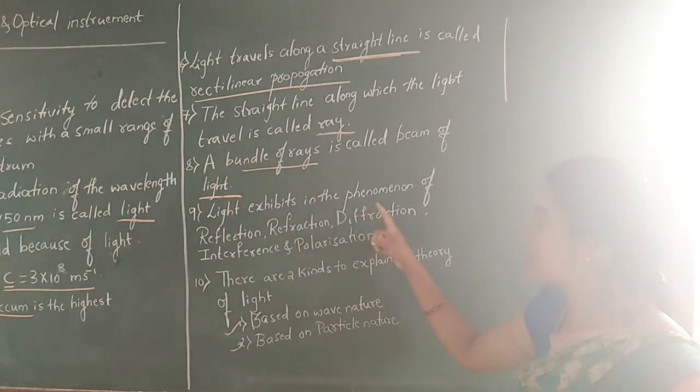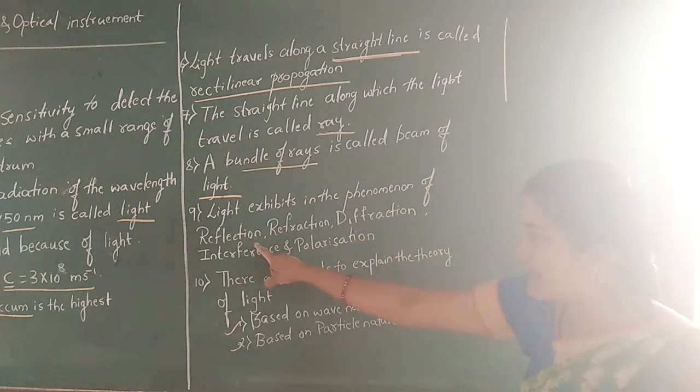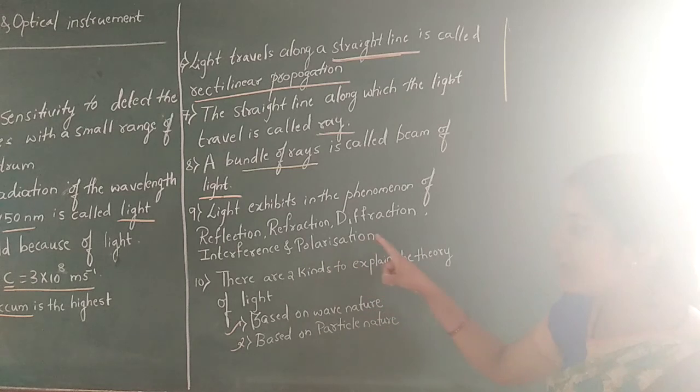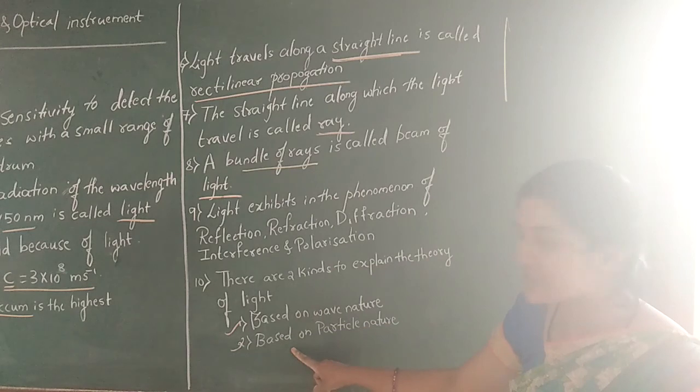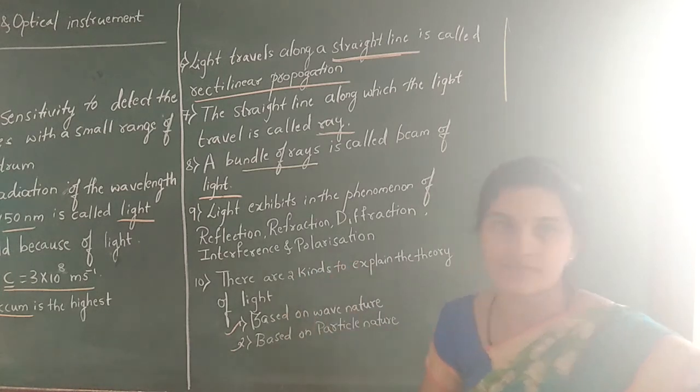Next, light exhibits the phenomena of reflection, refraction, diffraction, interference and polarization. And there are two kinds of theory to explain light: the first is based on the wave nature, and the second is based on the particle nature. By using these, we can explain the theory of light.